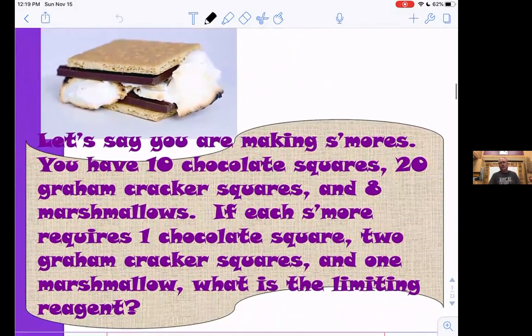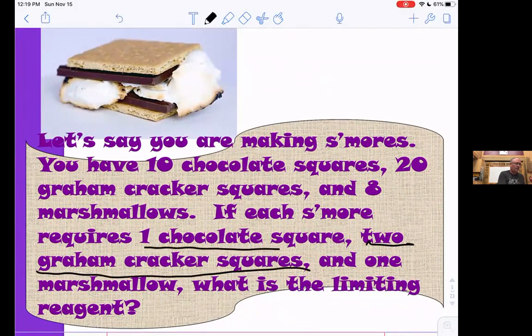So let's say you're making s'mores and you have 10 chocolate squares, 20 graham cracker squares, and 8 marshmallows. If each s'more requires a single chocolate square, 2 graham crackers, and 1 marshmallow, what is the limiting reagent here, right? So you need 2 graham cracker squares. I know this is silly, but just bear with me. So 2 graham cracker squares are what you need for each single chocolate square. I've got 10 chocolate squares at the beginning and 20 graham crackers. So I have the same amount of each of those.